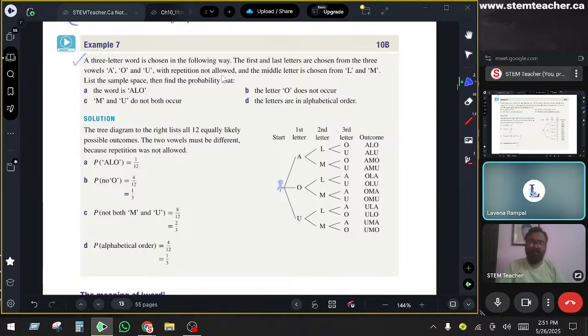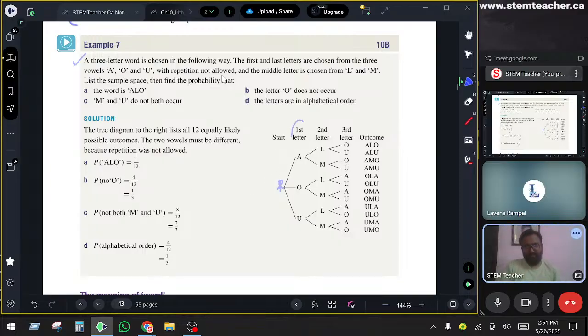So first of all, in order to get the sample space, we are trying to segregate how the samples will be calculated. We are making a design, a pro forma, to get the total outcomes. A three-letter word is chosen in the following way. First and last letters are chosen from three letters A, O, U with no repetition.